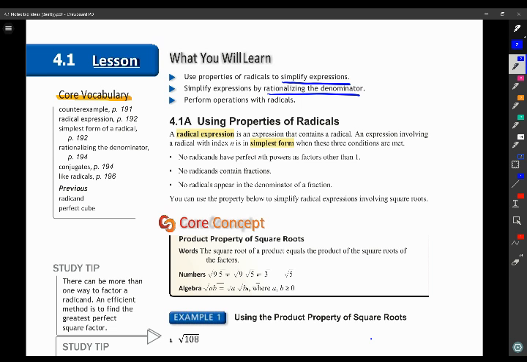So a radical expression is just an expression that contains a radical sign. So remember that a radical sign is just our little root sign. Okay, so there might be a number that sits on the shelf, but the main idea is that you've got that little check mark. That's your radical sign.